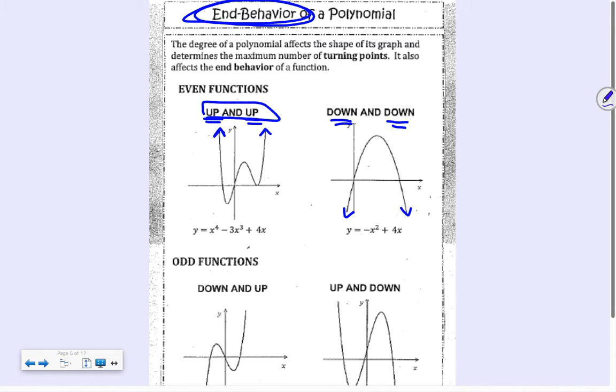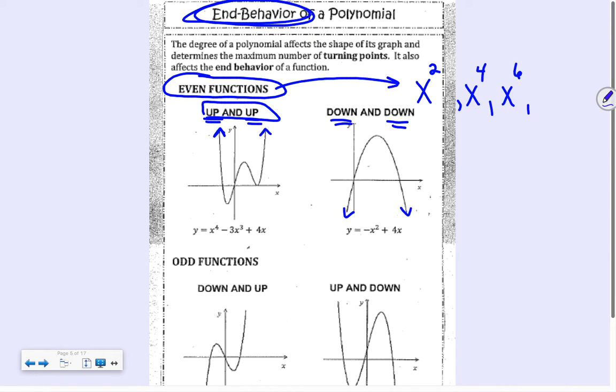Okay. When does this happen? It happens when you get what kind of functions? Even functions. Now what are even functions? X to the 4th. Yes, but you skipped one. X to the 2nd, x to the 4th, x to the 6th, and so on and so on. All you have to know is is it even or is it odd. Well, evens act the same. They go the same direction. Up, up, or down, down.